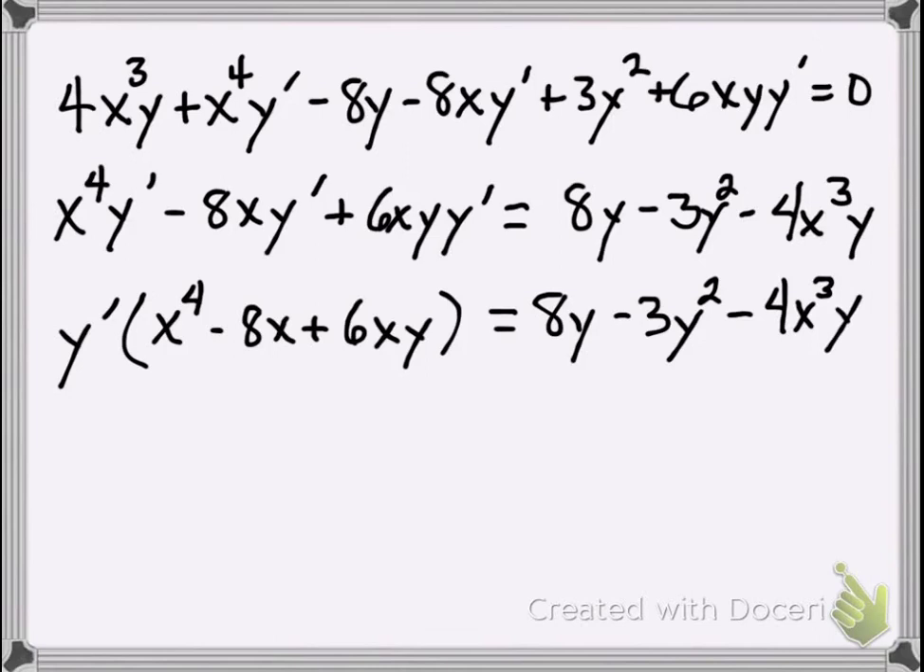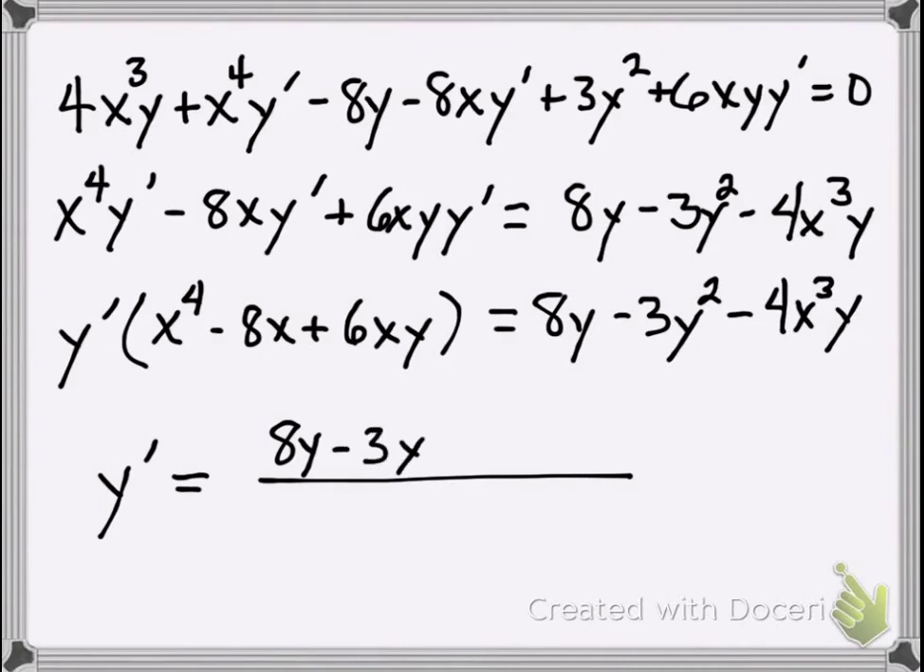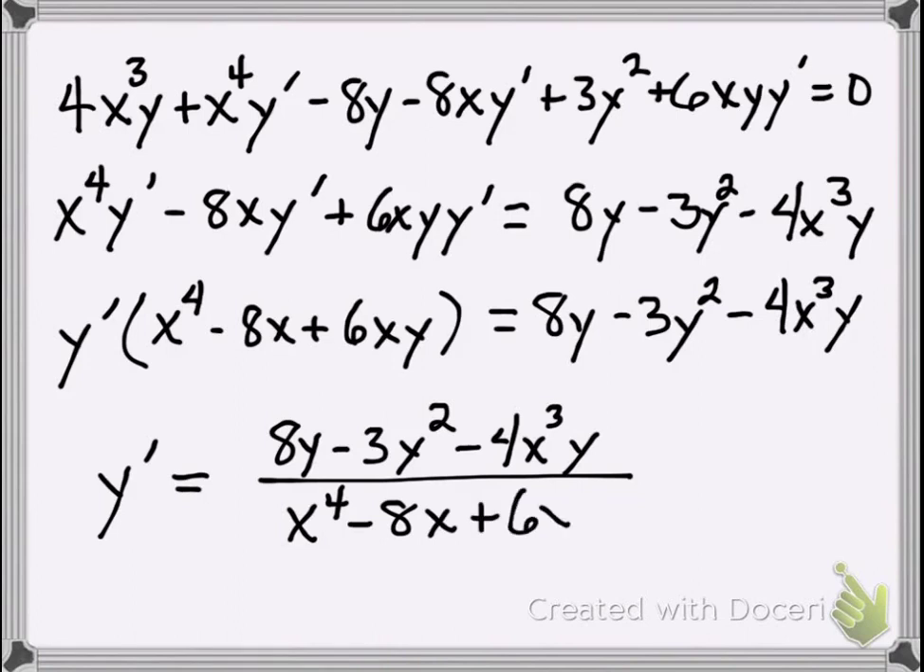So now our last step of the problem, which is to solve for y prime by dividing both sides of the equation by the quantity that's in the parentheses. So we get y prime equals, and the numerator of the answer is going to be 8y minus 3y squared minus 4x cubed y. And then the denominator will be x to the fourth minus 8x plus 6xy. And that is our answer to this problem.